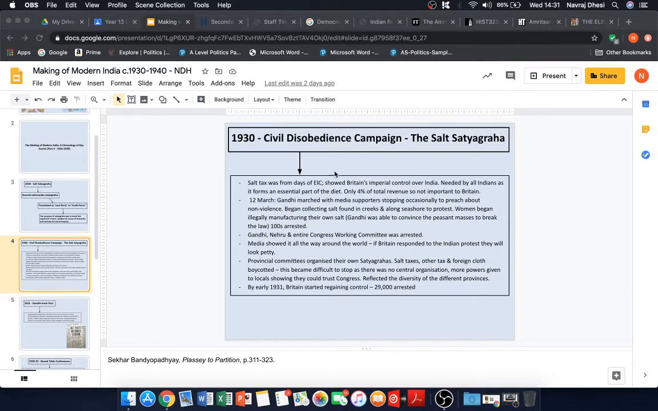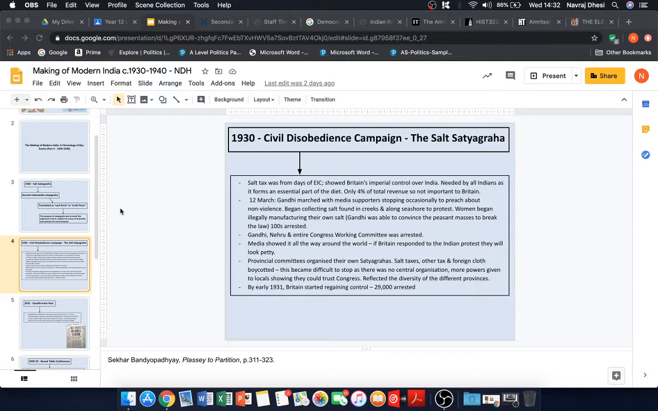Now, just a little bit of context on the civil disobedience campaign then. On the 31st of January 1930, Gandhi announced an 11-point ultimatum for Lord Irwin. If these demands were met by the 11th of March, there would be no civil disobedience campaign, and Congress would participate in any of the roundtable conferences organized.